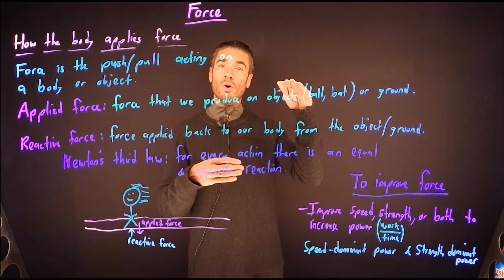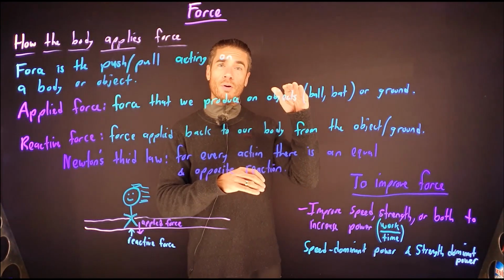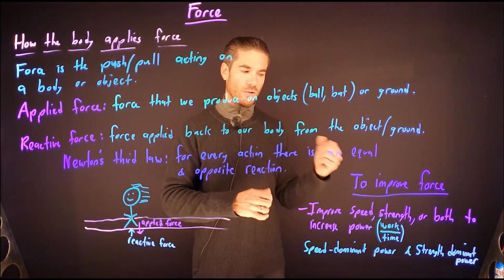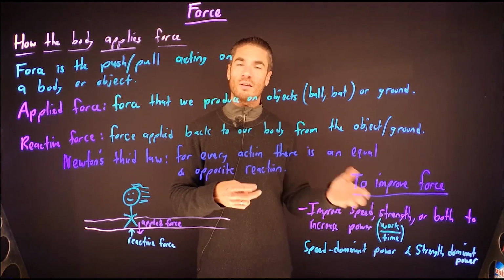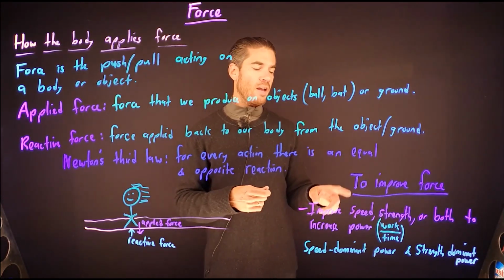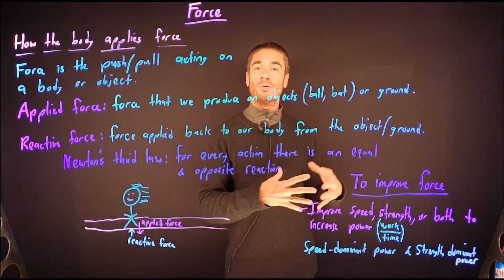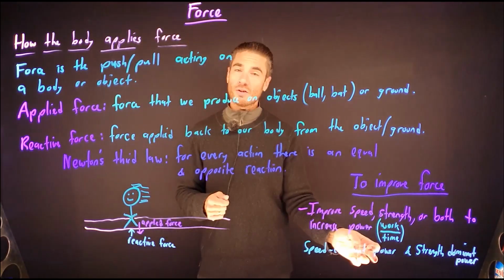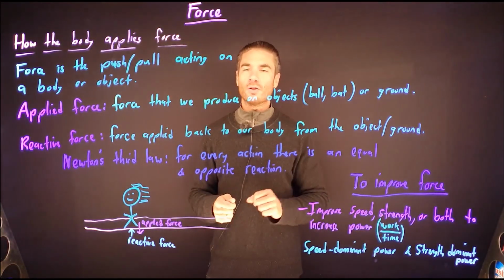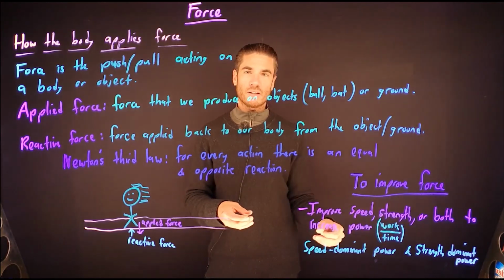If you can do more work in the same time frame, you have improved your power, or if you can do the same amount of work in less time, you've also improved your power, or ideally you would train for both of them. You would improve your strength, which would increase the amount of work you could do, and you would improve your speed, which will decrease the amount of time it takes to do something, and therefore, double edging, increasing your power. So power can be speed dominant or strength dominant. Speed dominant power is where people will focus more on improving their speed as opposed to their strength, and vice versa.